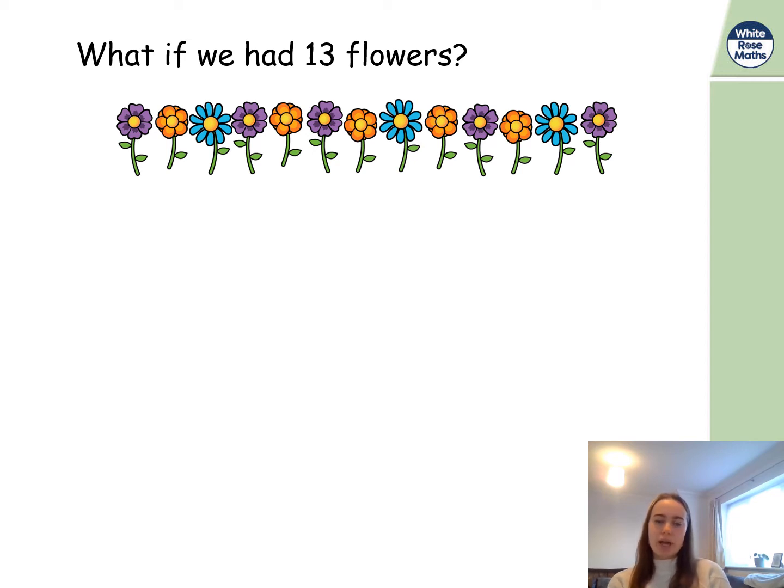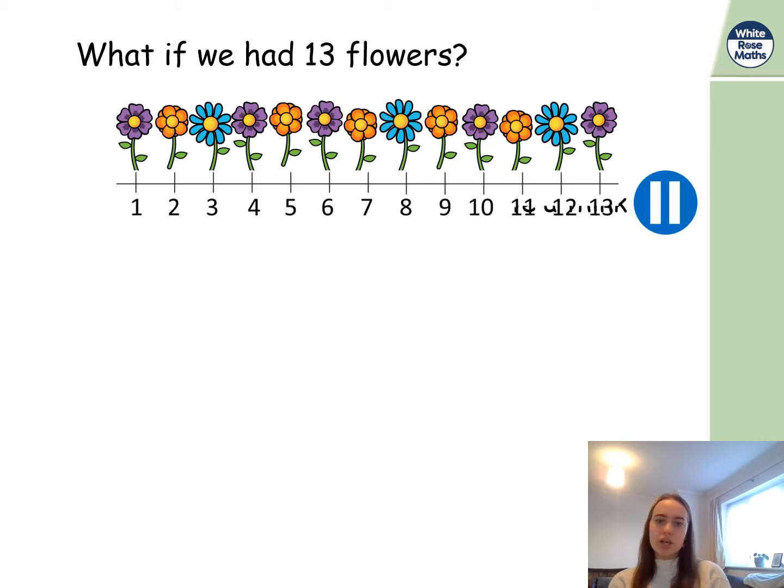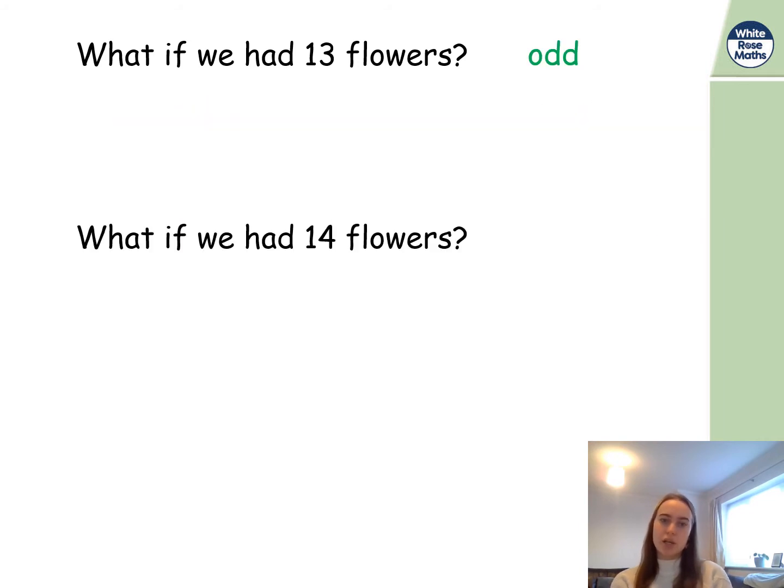Now to help you work it out, you can count these flowers up in 2s, and if you can do that then they're even, but if you have 1 left over then they are odd. So 13 flowers are in fact an odd amount. What if we had 14 flowers?